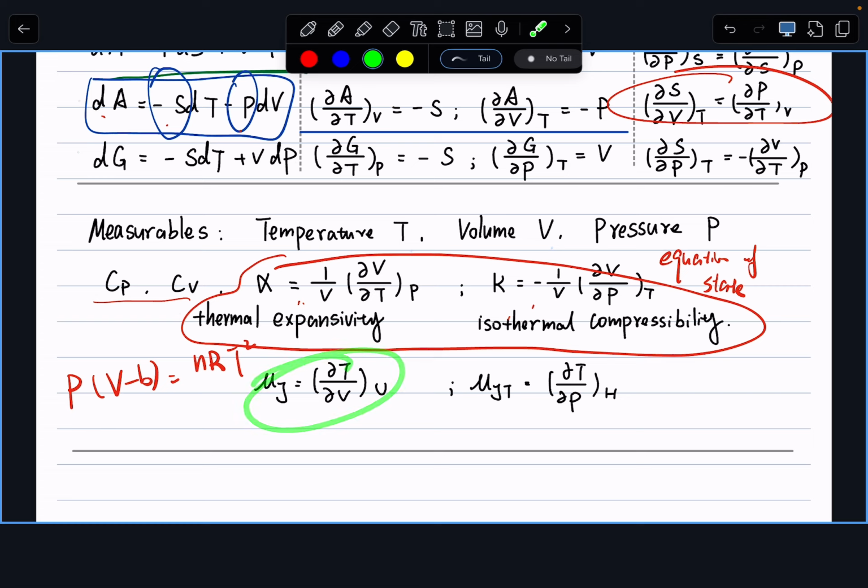Alternatively, we also have the Joule coefficient and the Joule-Thomson coefficient, linking how your temperature changes with respect to volume at constant internal energy, and how your temperature changes with respect to pressure at constant enthalpy.